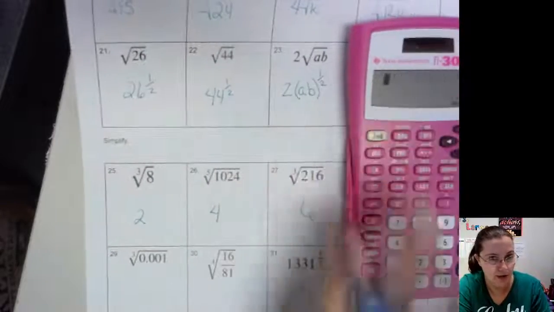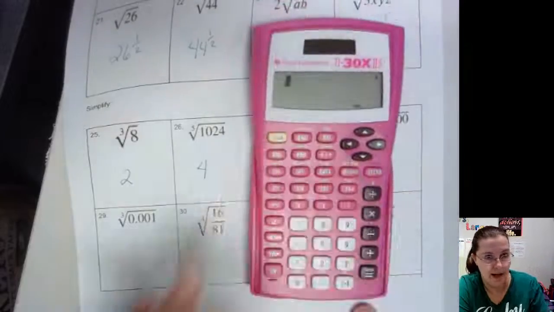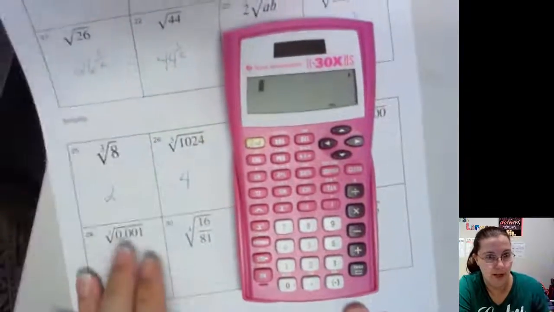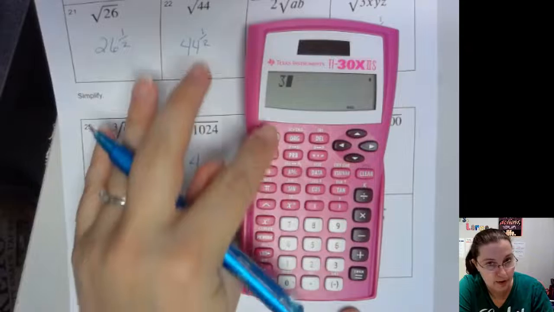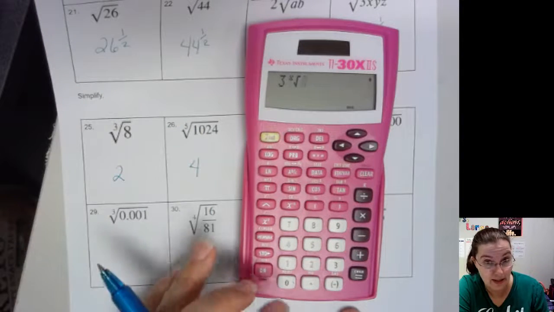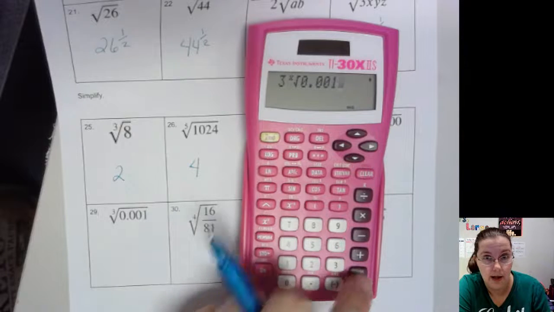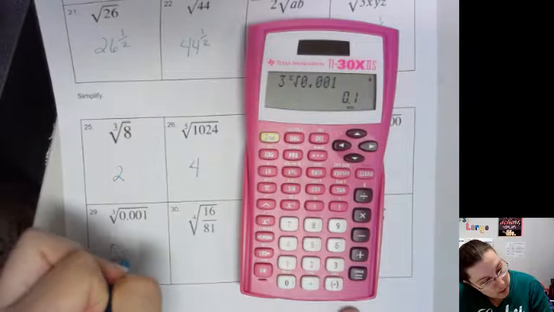Moving on to number 29, we have the same type of problem. So I have the cubed root of 1/1000, so I have 0.001, and that ends up being 1/10.